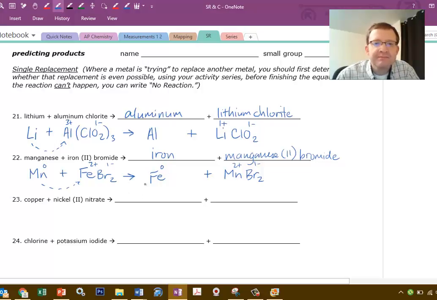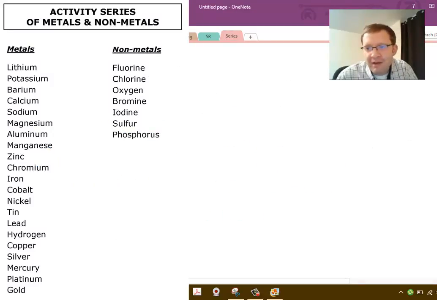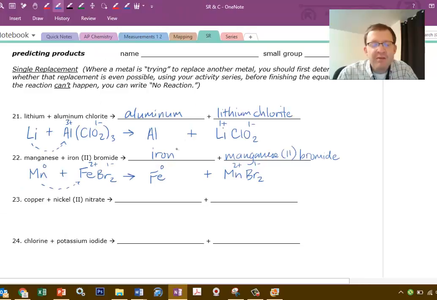Now, what about number 23? Copper plus nickel 2. Well, copper's trying to replace nickel. So let's look at our activity series and see, can copper replace nickel? They're a little further down the list to the bottom here, at least copper is. That might tell us the answer. Copper's way down here. And nickel's further up the list. So copper cannot come up and replace nickel. Nope, copper's ranked below. In fact, copper's quite low on the list. So copper can't replace nickel. In other words, this reaction isn't possible.